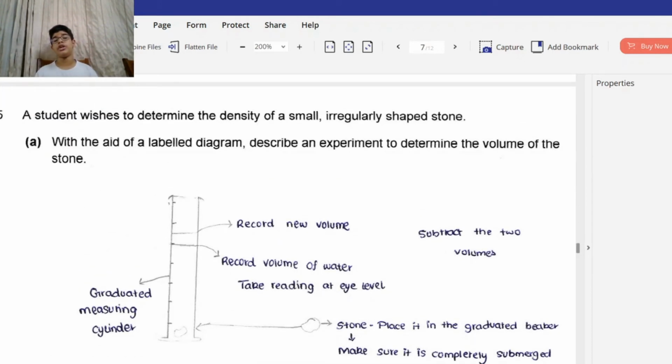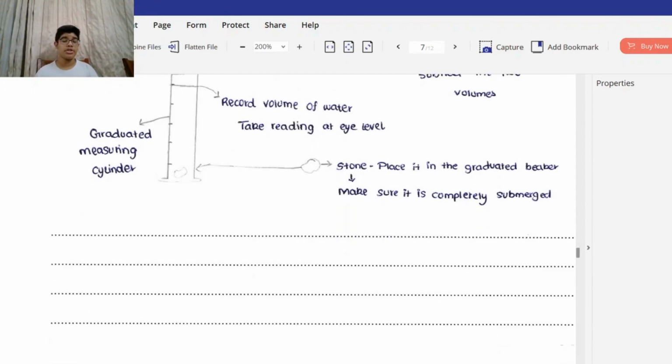A student wishes to determine the density of a small irregularly shaped stone with the aid of a labelled diagram. Describe an experiment to determine the volume of the stone. I don't think I need to explain this to you guys. It's quite obvious. You have the beaker, fill the water, record the volume, dunk the stone, record the new volume, subtract the two volumes. Read the diagram, everything's explained in here. Pause the video and go through it.